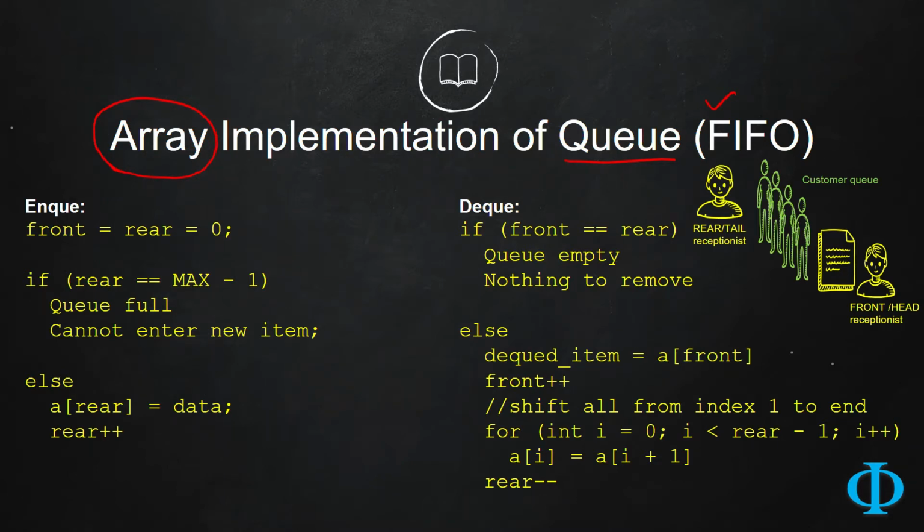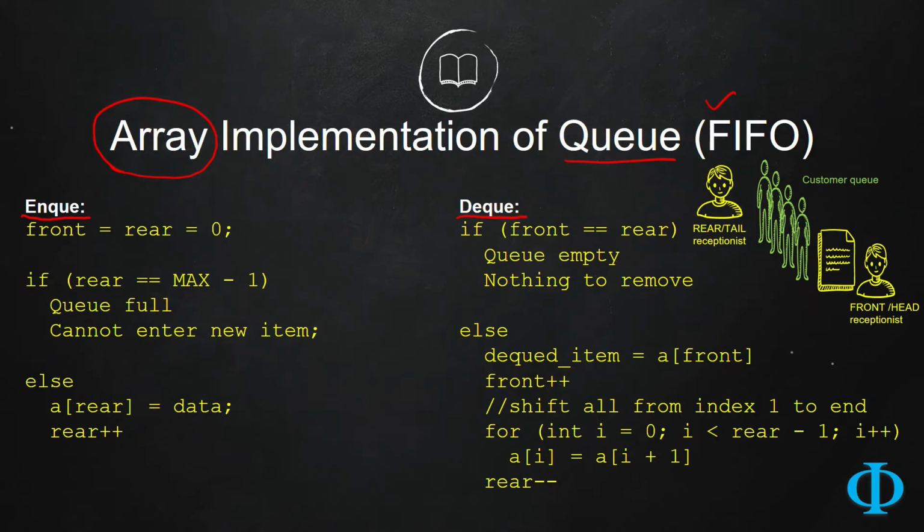Whenever you want to enter a data item in a FIFO queue data structure, you call it enqueue, and whenever you want to delete a data item from the FIFO queue data structure, call it dequeue. Now let us try to understand how to implement the queue using an array.